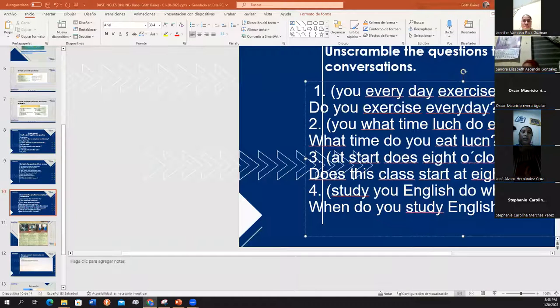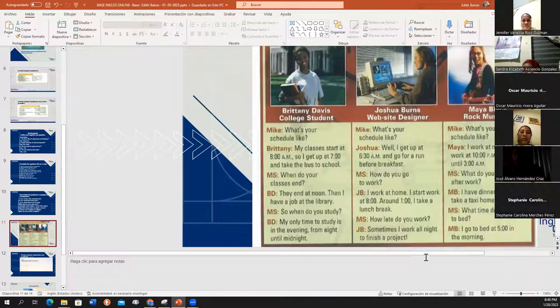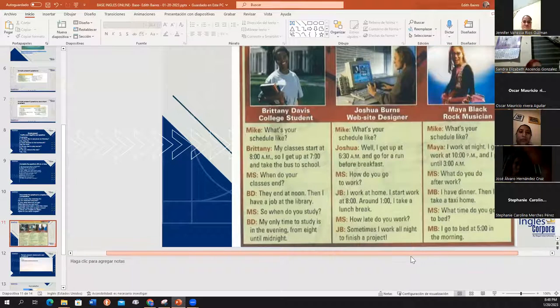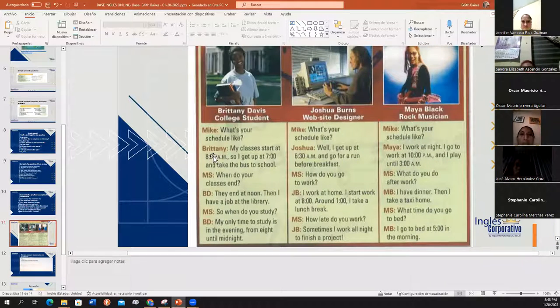Just allow me a moment. I need someone who wants to help me read this. Well, two, because one will be Mike and the other one will be Brittany. Then in the other, one will be Mike. Well, we have Joshua. Let me see. Okay, just three people here in this one. Who wants to be Mike? Who wants to be Brittany? Who wants to be MS? And BD?